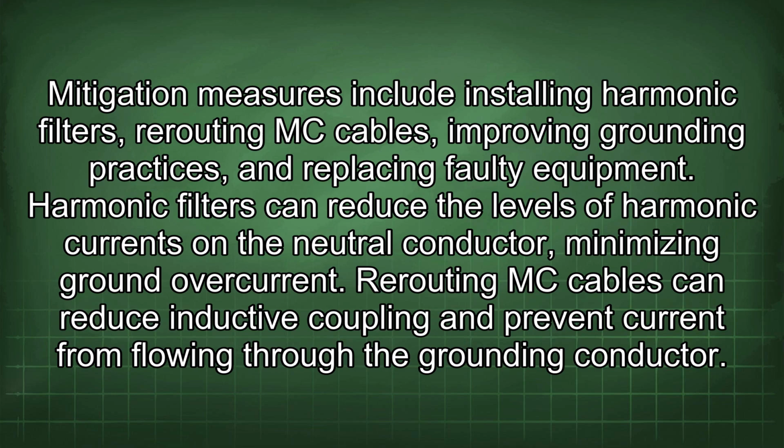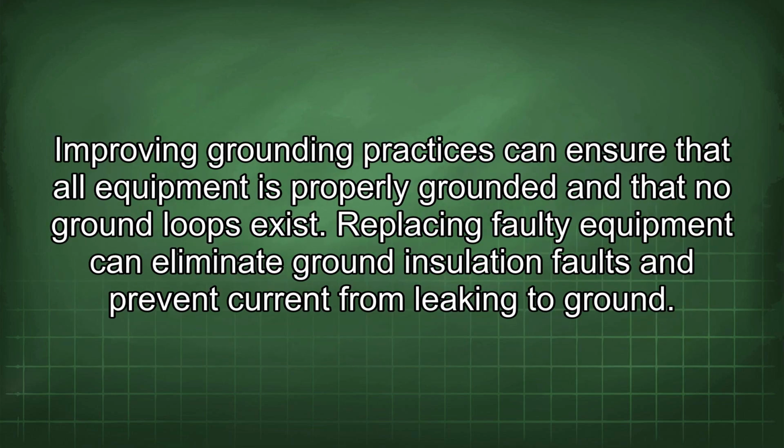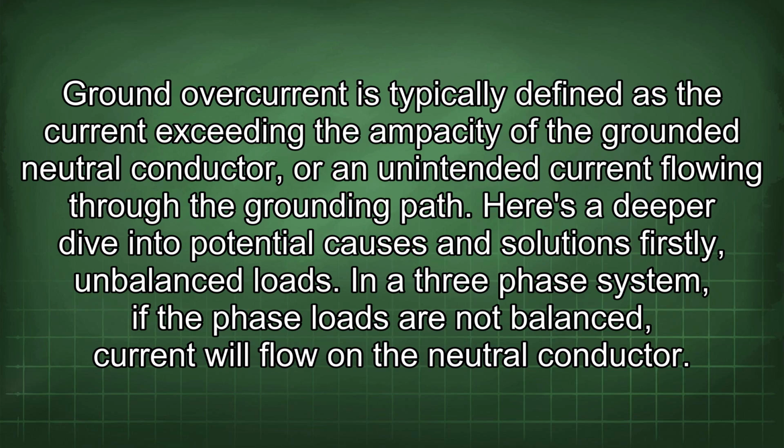Rerouting MC cables can reduce inductive coupling and prevent current from flowing through the grounding conductor. Improving grounding practices can ensure that all equipment is properly grounded and that no ground loops exist. Replacing faulty equipment can eliminate ground insulation faults and prevent current from leaking to ground. Ground overcurrent is typically defined as the current exceeding the ampacity of the grounded neutral conductor, or an unintended current flowing through the grounding path.